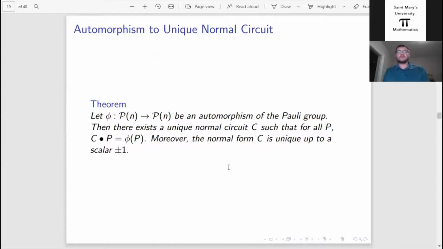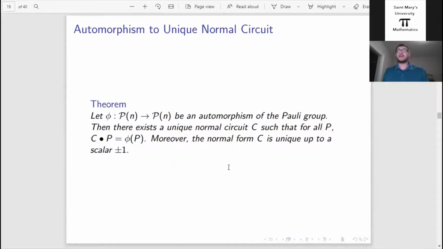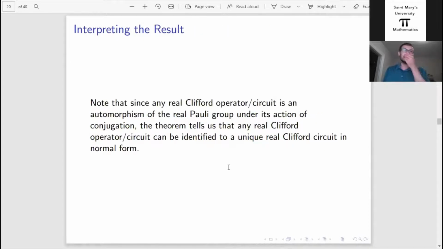So yeah, if there's any automorphism in the Pauli group, we want there to exist this normal circuit C that acts the same as it. And as previously stated, since a Clifford circuit is an automorphism of the Pauli group, this is good. This will be good for us. So that's what I said here.